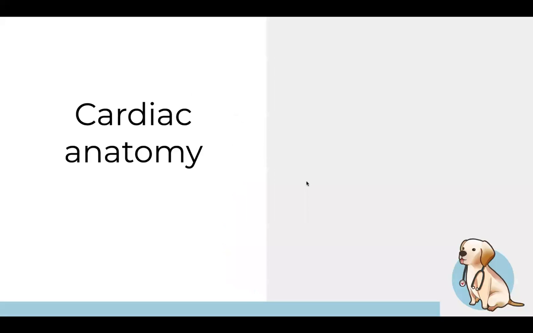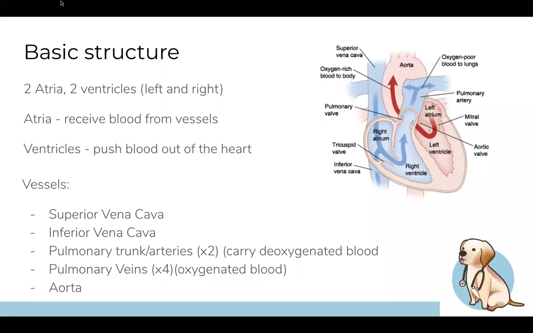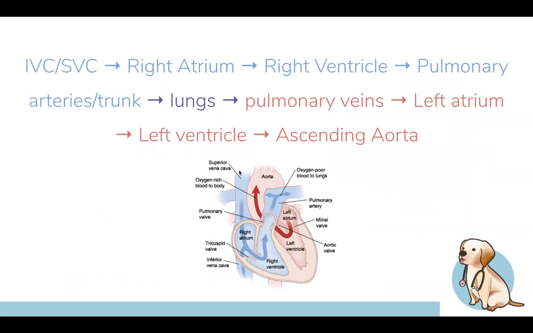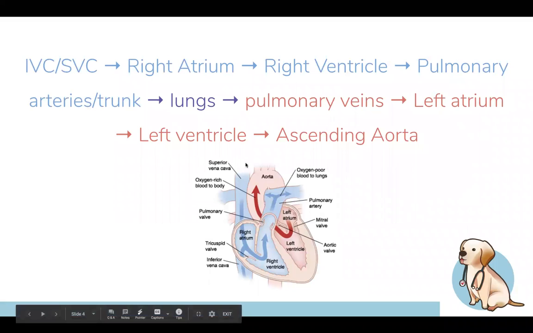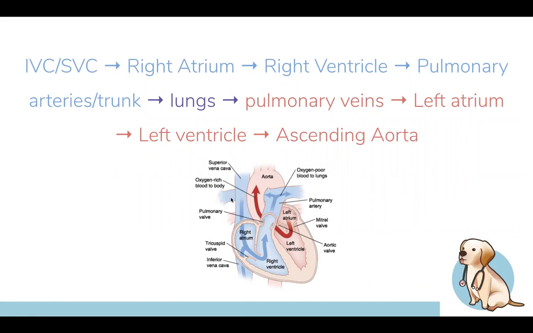So we're starting off with cardiac anatomy, and this is just kind of reviewing from last week. So we have the basic structure of the heart. As we said, we have two atria, right and left, and two ventricles. Blood enters the heart on the right side, goes out to the lungs, comes back into the left side, and then out to the body. And you have all your blood vessels, your superior and inferior vena cava, and then your pulmonary arteries. I was going to say veins, although no, that's not a vein. Pulmonary arteries, and then come back in via the pulmonary veins, and then out via the aorta.